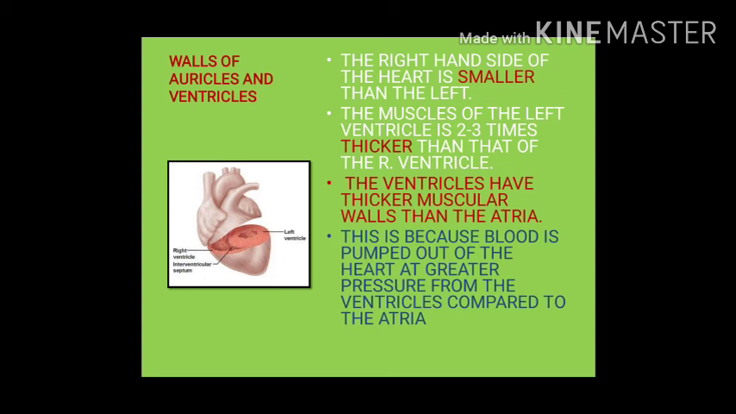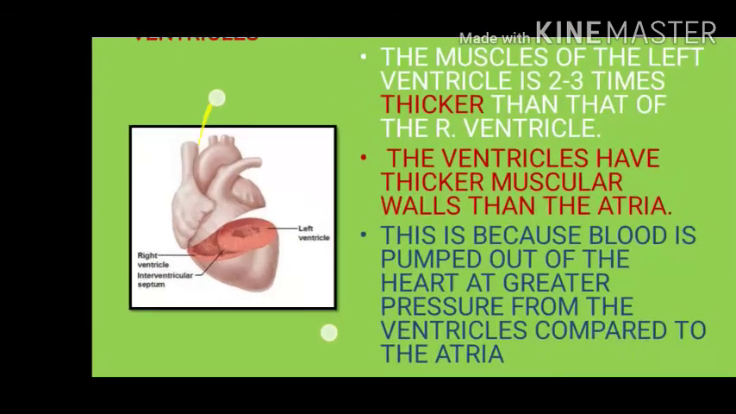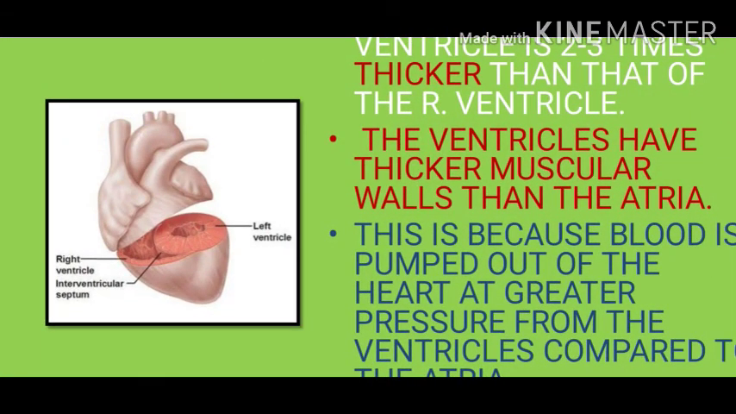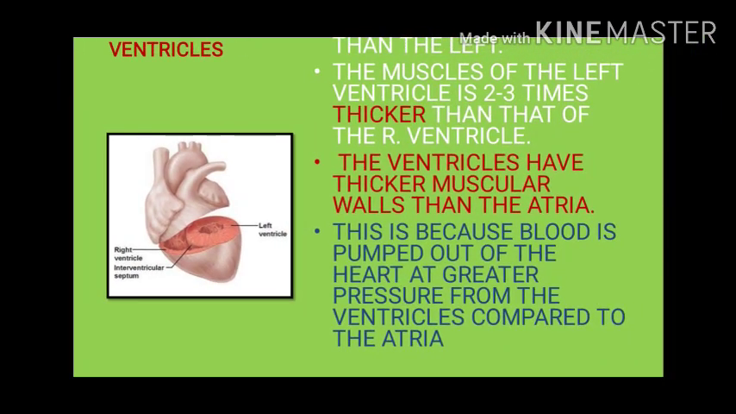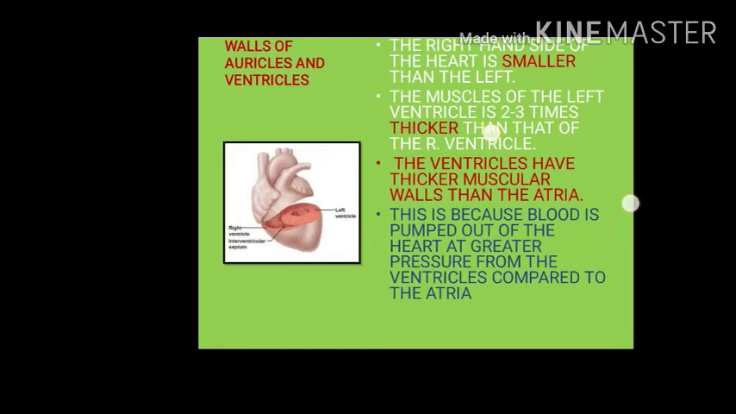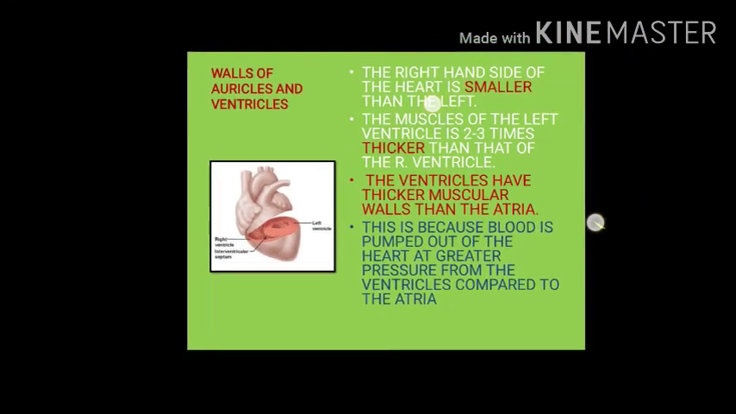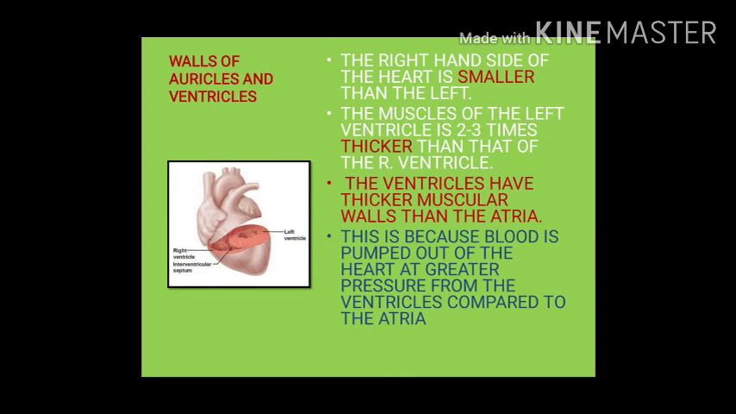Now talking about the walls of auricles and ventricles. The right-hand side of the heart is smaller than the left side. The muscles of the left ventricle are 2 to 3 times thicker than the right ventricle. In this diagram you can see that in the left ventricle the muscles are thicker compared to the right ventricle. The ventricles have thicker muscular walls than the atria. This is because blood is pumped out of the heart at greater pressure from the ventricles compared to the atria.